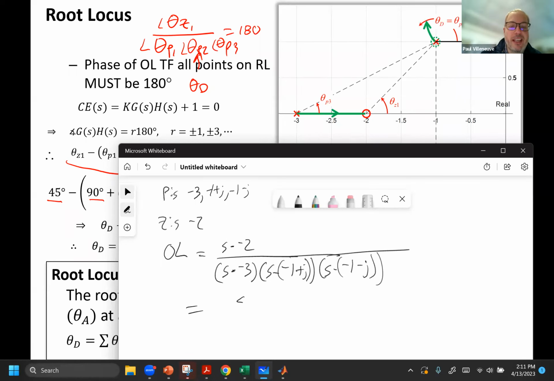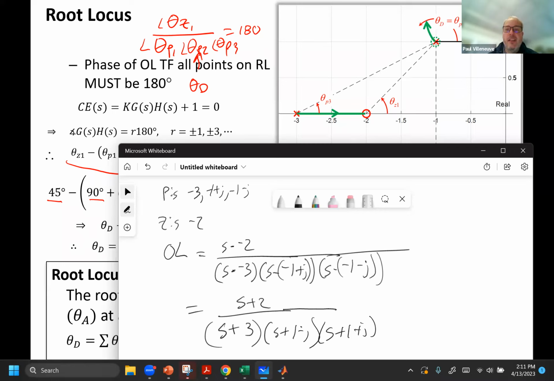So simplifying that down: s plus 2 over s plus 3, s plus 1 minus j, and s plus 1 plus j.